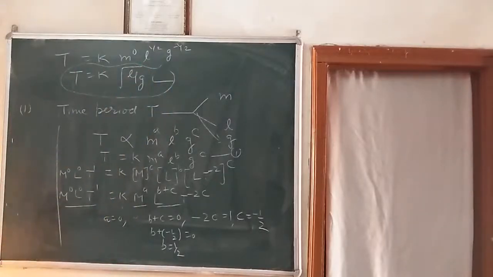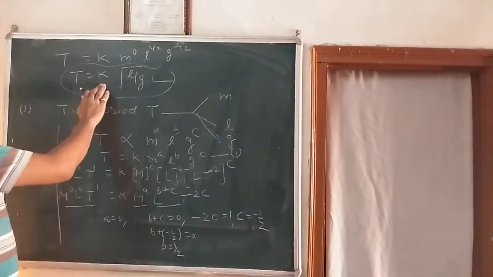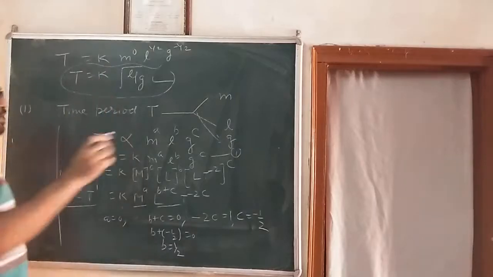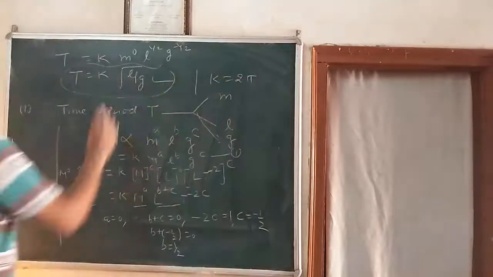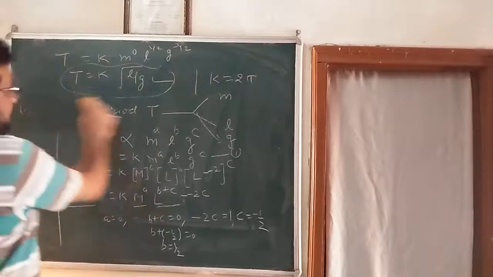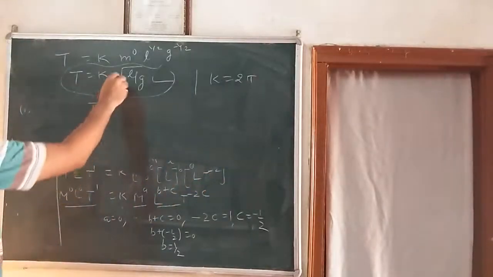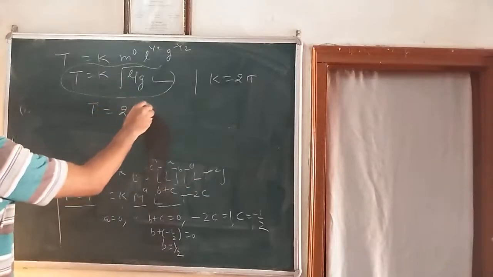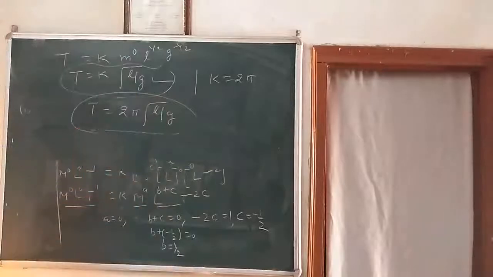Is that clear? The constant of proportionality, if we don't know, then we can write only K. But in the actual formula of time period, the value of K is 2 pi. So you may also write here T is equal to 2 pi under root L by G. If you know this constant, then write. Otherwise, you may write only this. So this is the way to find out the formula for the time period using dimensional analysis.